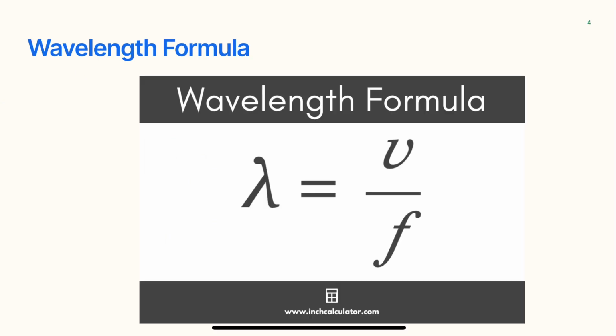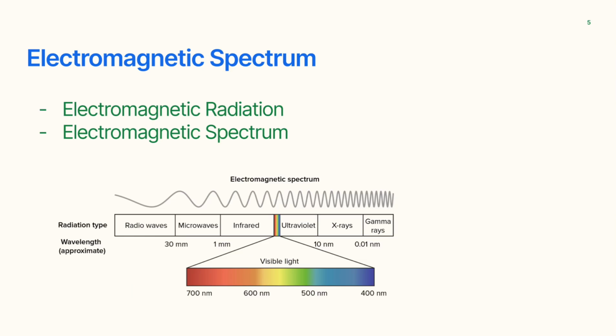We also learned about the wavelength formula. Wavelength is depicted by the Greek letter lambda, and it is equal to the speed, which is represented by v, divided by the frequency, represented by f. This formula is helpful when we determine the distance between two consecutive points on a wave.